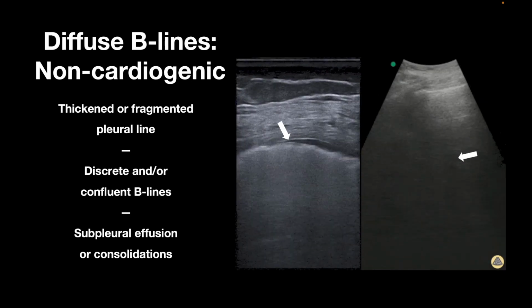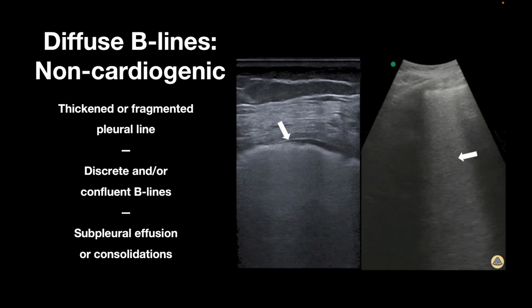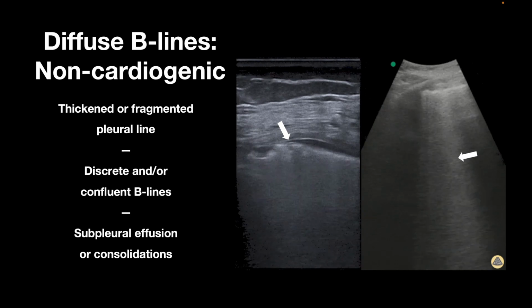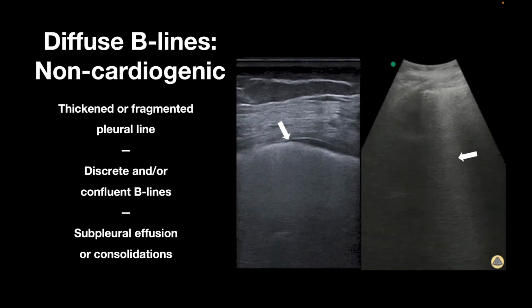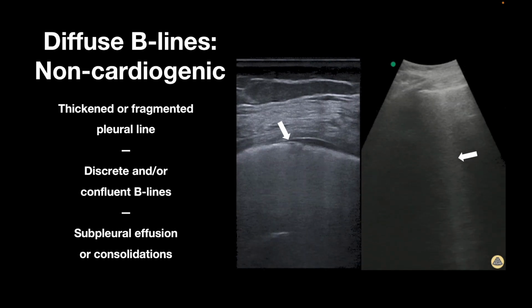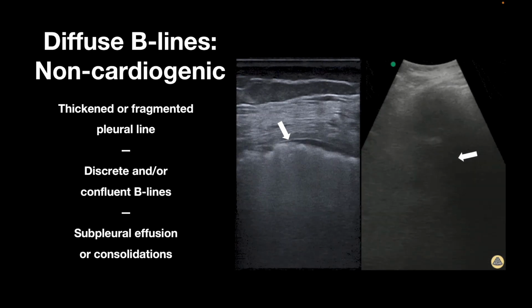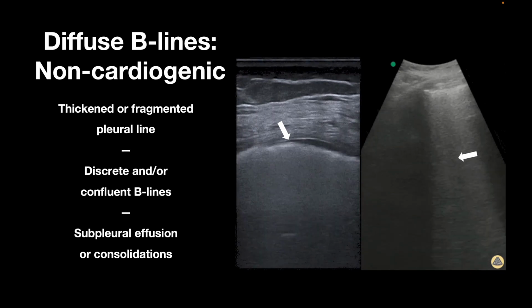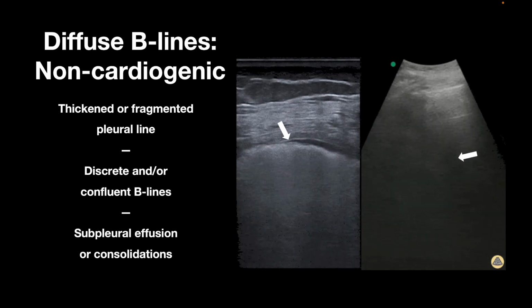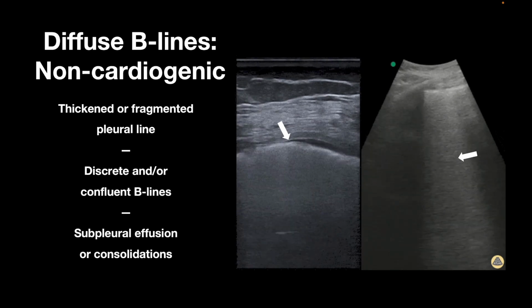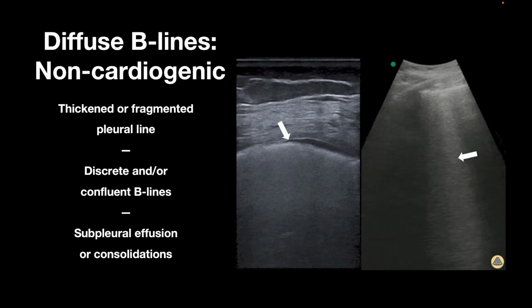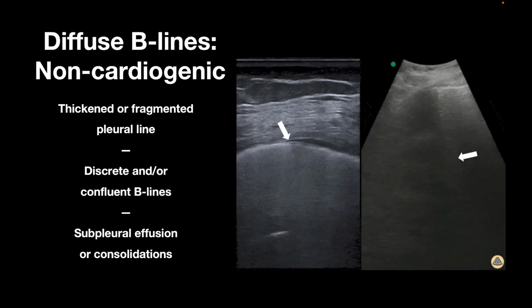The non-cardiogenic causes of diffuse B lines, like ARDS, interstitial lung disease, pulmonary fibrosis, or viral pneumonia, frequently have some associated complexity. Often this is a pleural line abnormality. The pleural line can be thickened, more than 2 millimeters, irregular or fragmented, as seen at the arrow on the image on the left. This reflects the associated inflammation from the underlying condition.